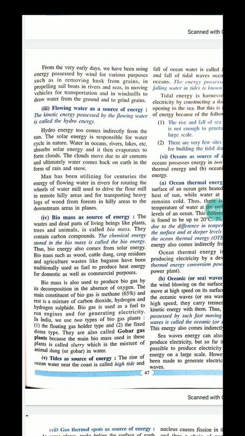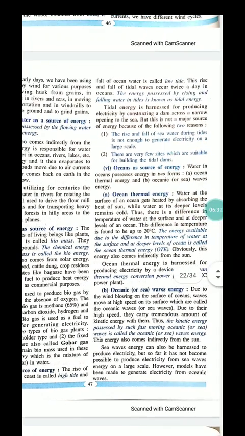Now tides as the source of energy. The rise of ocean water near the coast is high tide, and fall of ocean water is called the low tide. These rise and fall of tidal waves occur twice a day. That means high tide and low tide happen twice in a day.